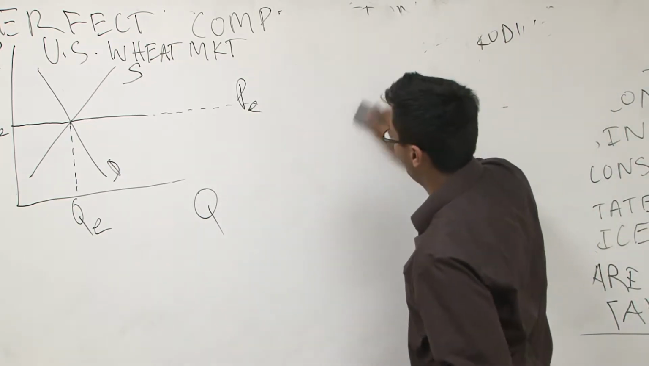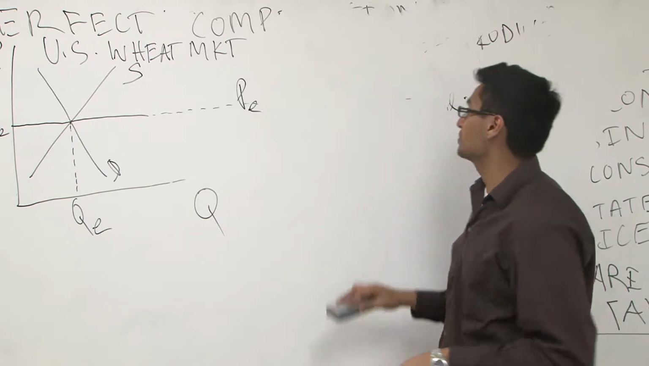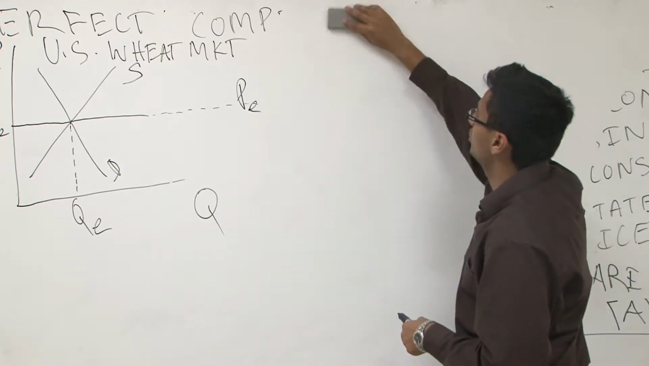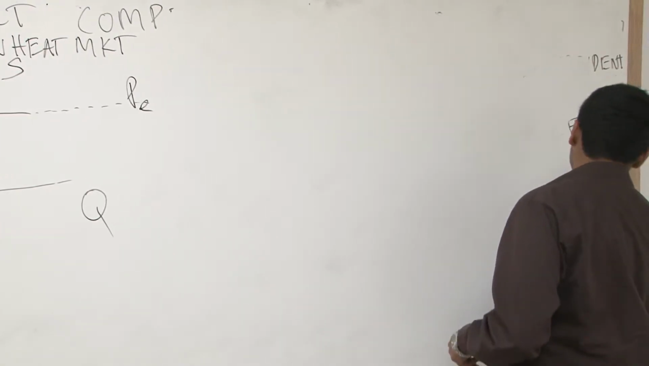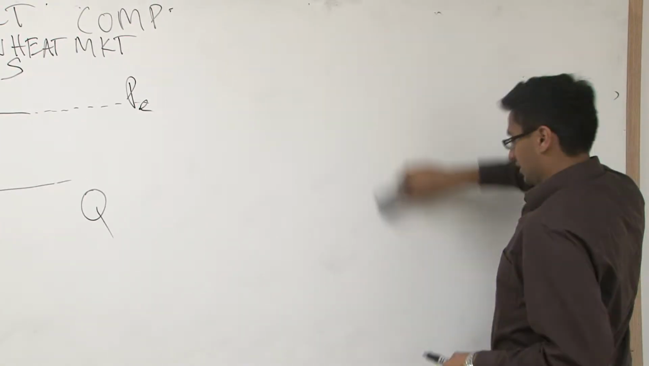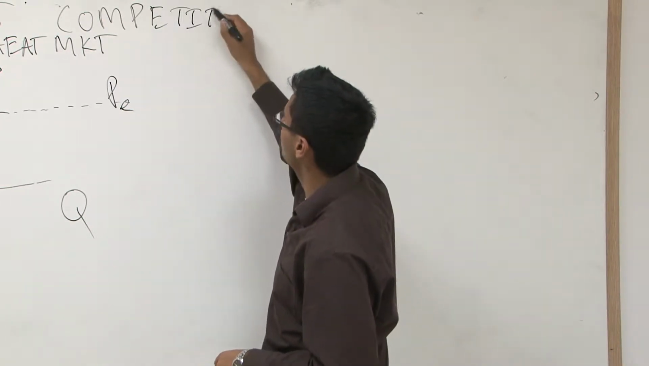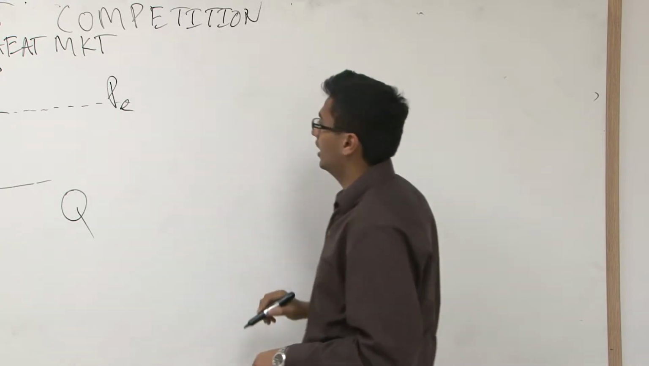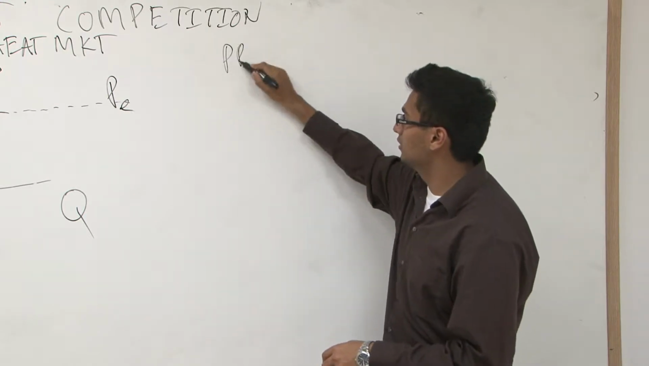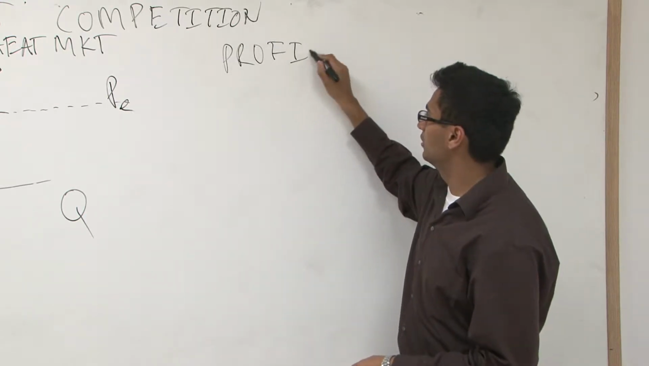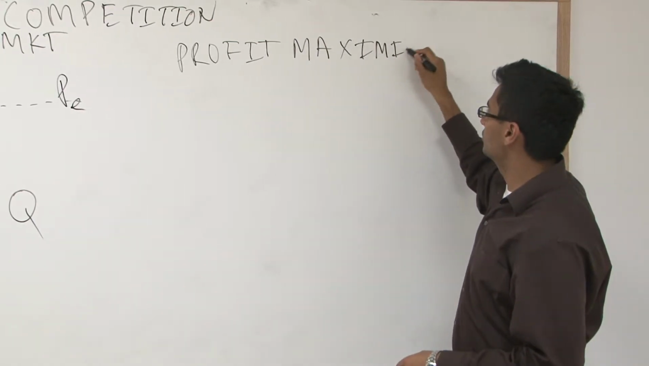I told you before that the firm's goal is to maximize its profits. Perfect competition is no exception. All firms in perfect competition also like to maximize their profits, and we'll talk about how they do that. Still in perfect competition, our subtopic now is going to be profit maximization.